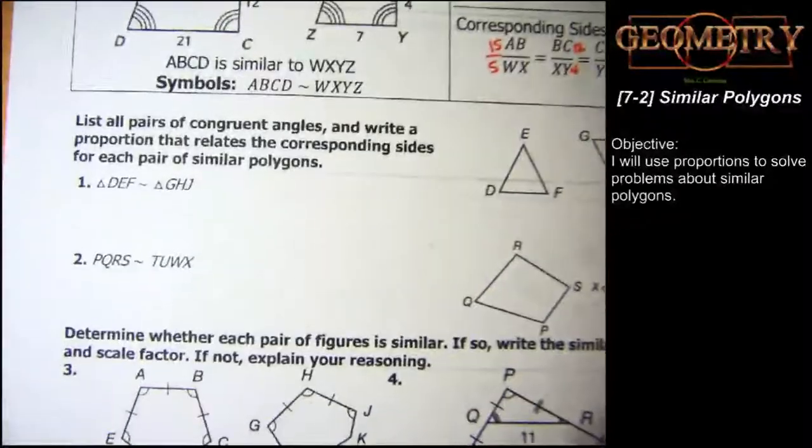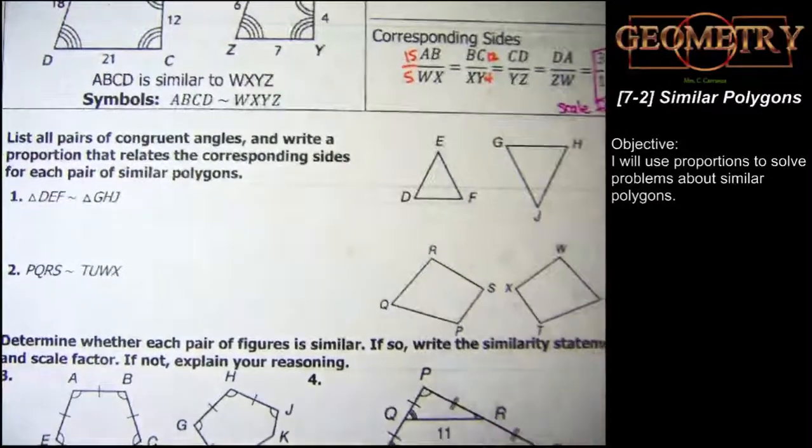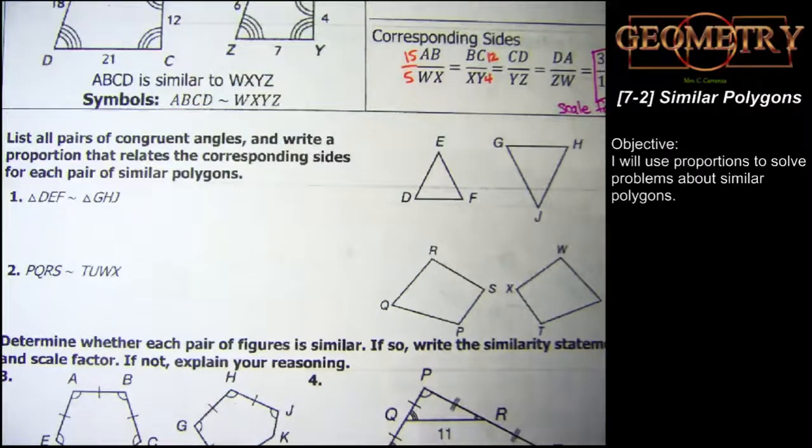All right, so let's practice. I'm going to keep it zoomed out just a little bit so we can see everything because it's pretty widely printed. It says list all the congruent angles and write a proportion that relates the corresponding sides for each pair of similar polygons. We're going to do number 1 first, and I'm going to take a moment and mark out which vertices are corresponding to which vertices.